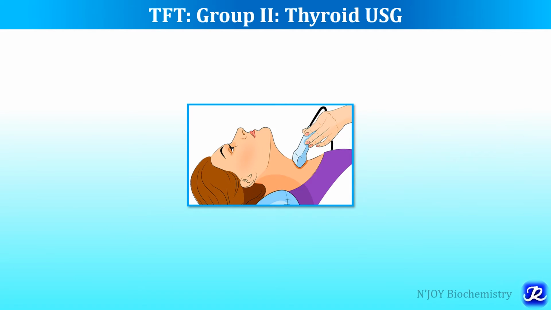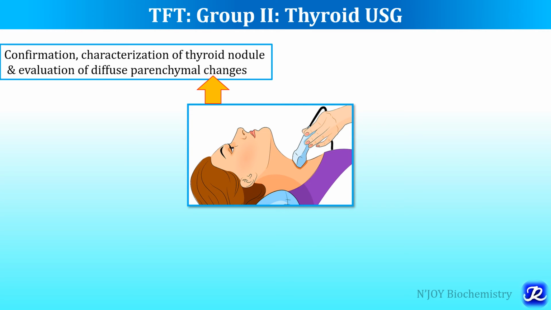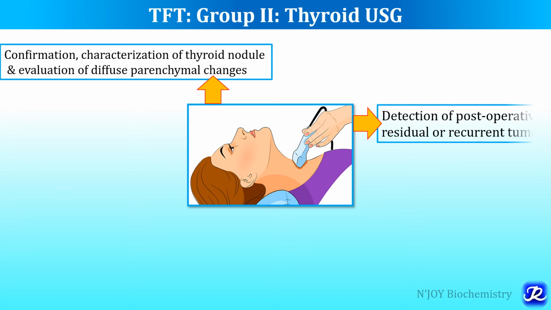Thyroid ultrasound scan is a common imaging test used to evaluate the structure of the thyroid gland. So with the help of this thyroid USG, confirmation, characterization of thyroid nodule and evaluation of diffuse parenchymal changes can be done. It is used to detect the post-operative residual or recurrent tumor.